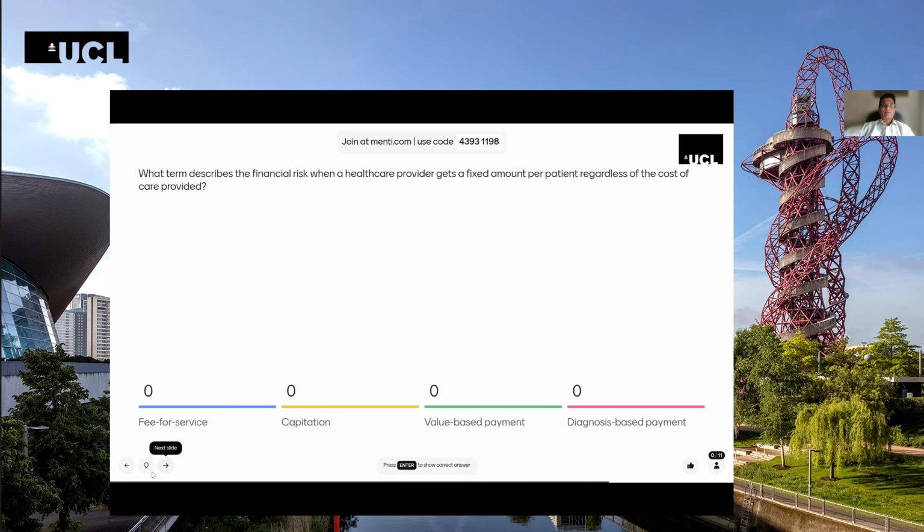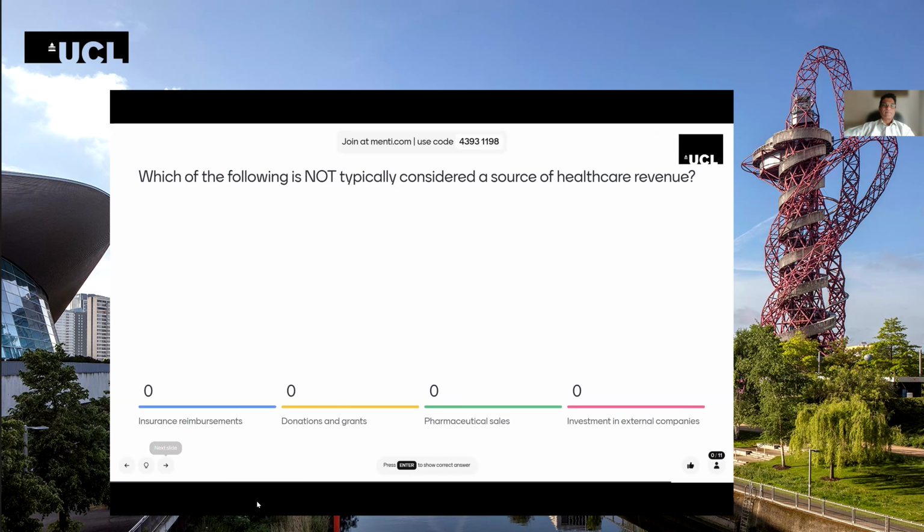Okay, now don't approach that question. That's a difficult question. That's also difficult. So, which of the following is not typically considered a source of healthcare revenue? This question is also very intuitive. You can easily pick that one in the answer. Not the healthcare revenue.